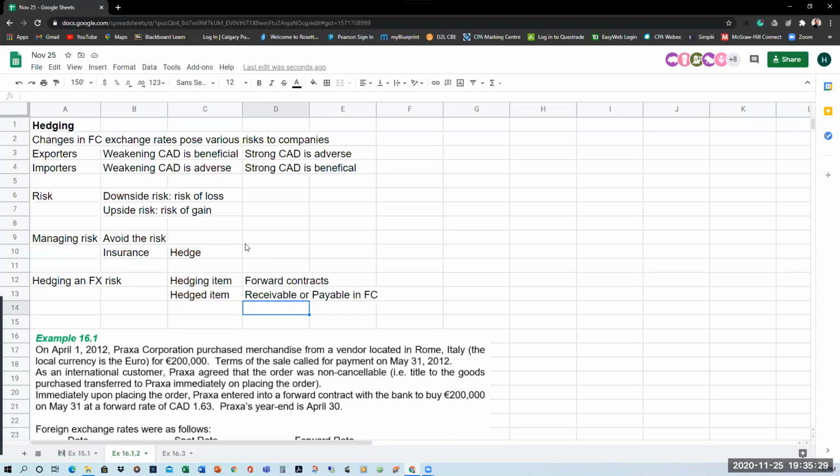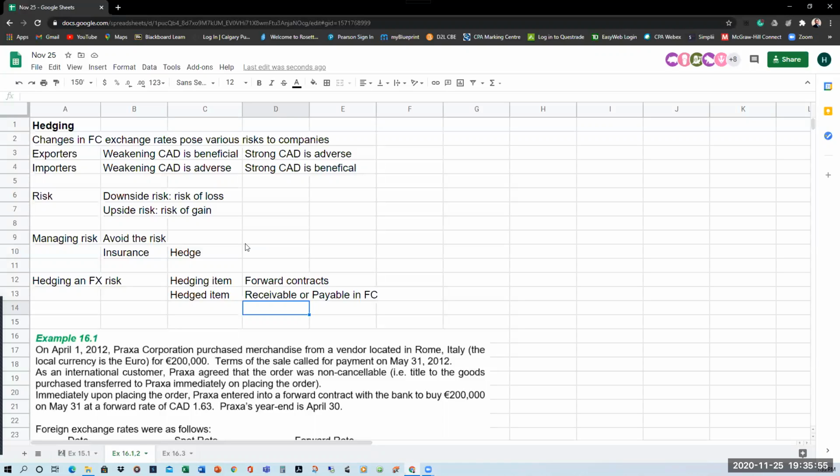Why will we receive money? Most likely reason for that would be we made a sale, right? So we had sales in foreign currency. If we are going to receive that amount in foreign currency, we care about what happens to exchange rates, because depending on which way exchange rates move, we may end up receiving more Canadian dollars or fewer Canadian dollars. There's a risk of gain, there's a risk of loss.